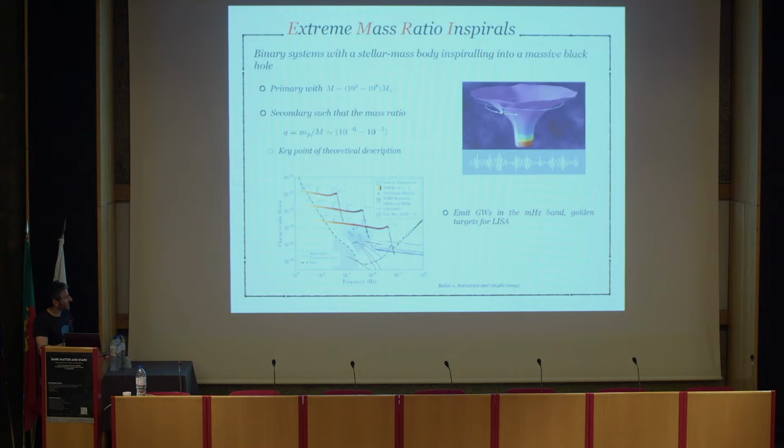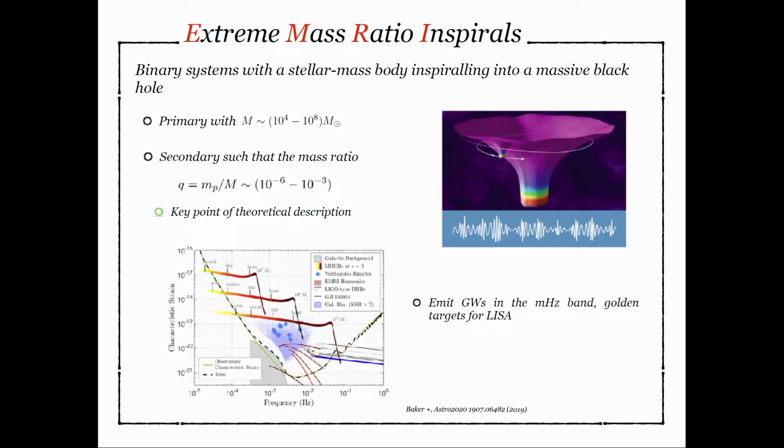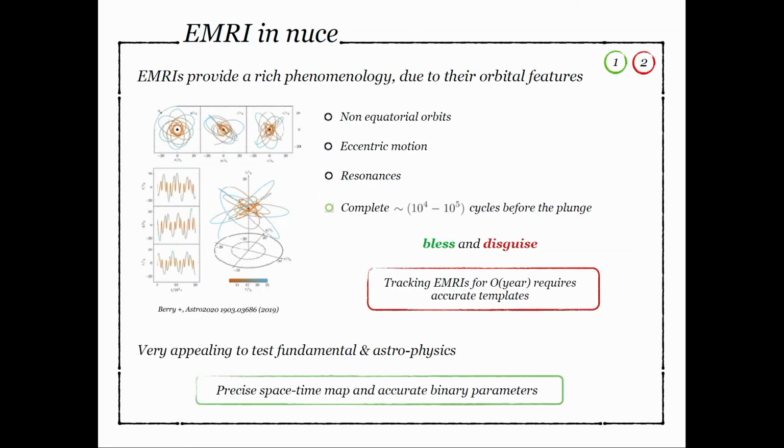Now this is LISA, as we expect, and the noise sensitivity curves. These are different sources, for example supermassive black hole binaries, and here you see spikes, which are the characteristic strain for different harmonics of extreme mass ratio inspirals, okay? There are two properties that we see here. First, they peak in the millihertz regime, so it's something that we can only observe with space-based observatories like LISA. And then they peak right in the bucket of the LISA sensitivity curve, okay? So these are golden sources for LISA.